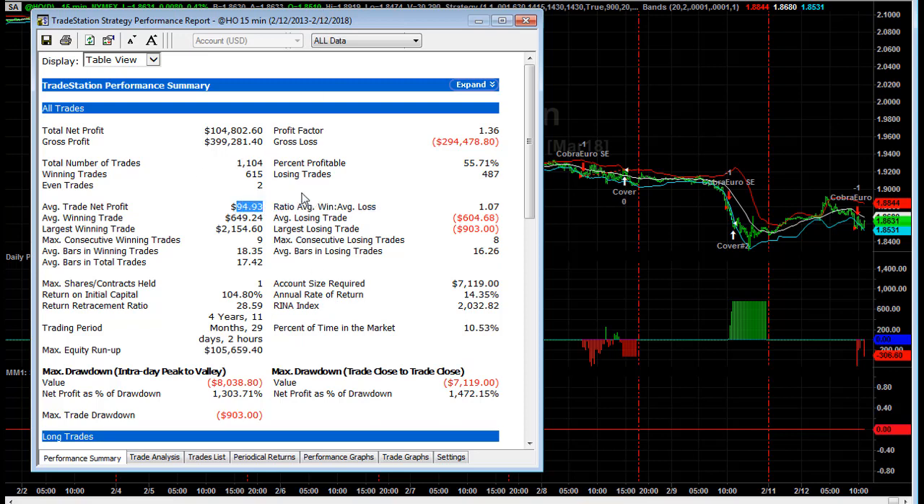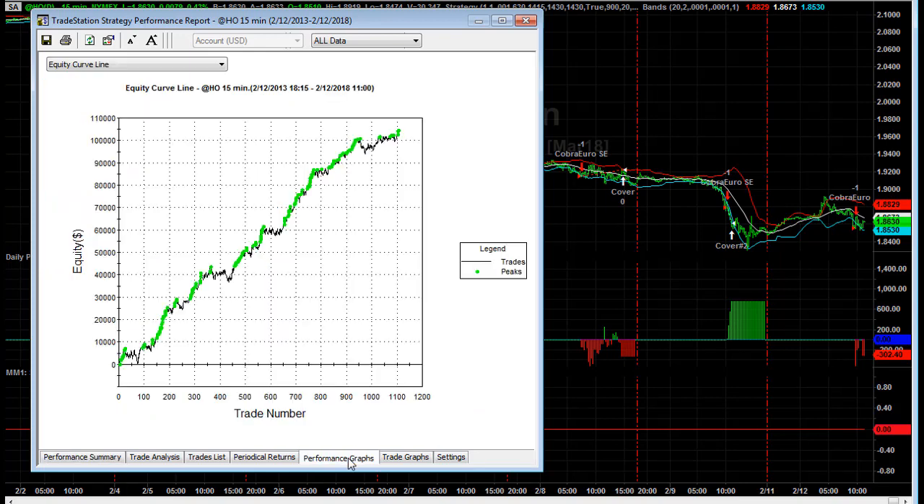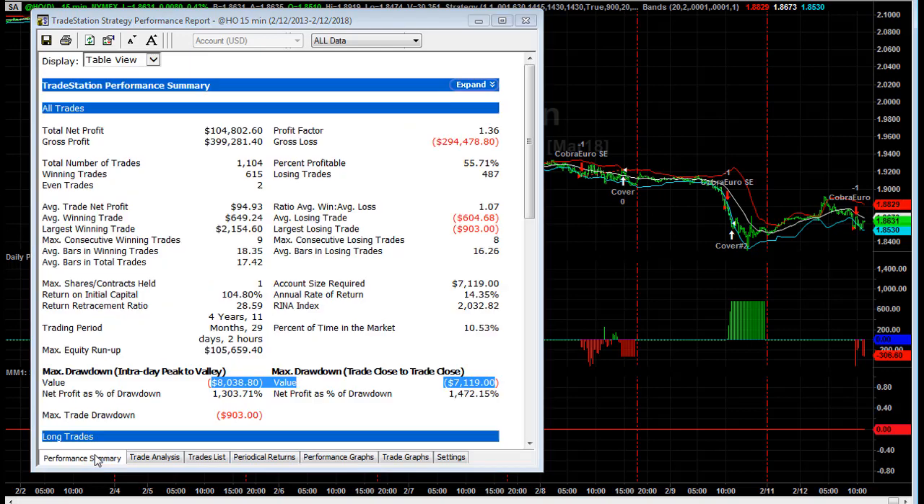You get $94 average trade profit, 1,104 trades, 55% profitable. Here is the drawdown, 8,000 intraday peak to valley. Close trade to close trade is about 7,100. Here is the equity curve. And so there's a lot of trades.